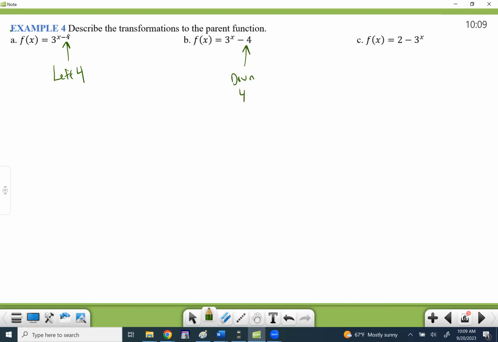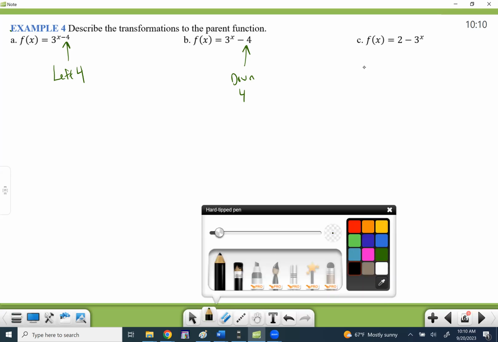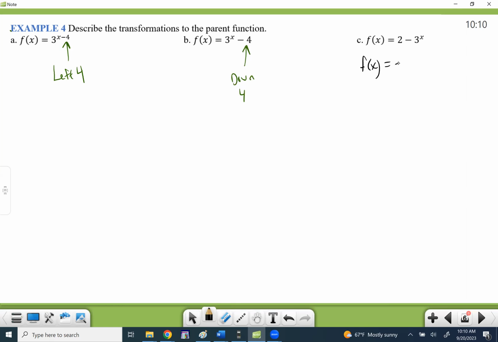So remember, if it's inside the function, it's always horizontal movement. If it's tacked onto the back end, it's up and down, it's vertical movement. I'm going to rewrite C. I don't like how it's written. It's not easy for me personally to see all the transformations. So I'm going to write it like this, just for consistency's sake.